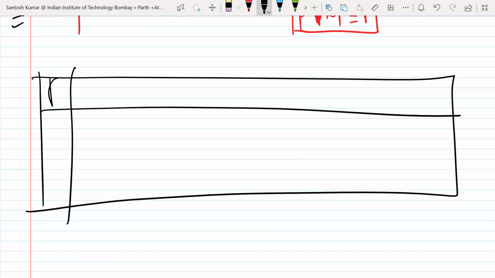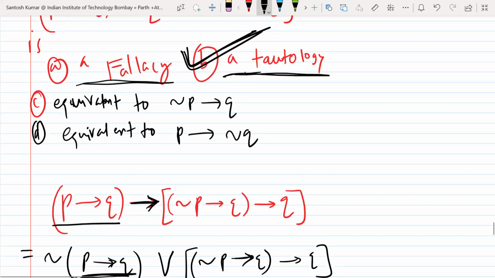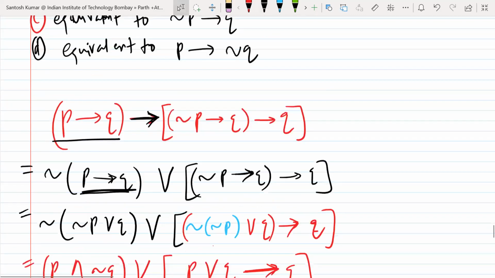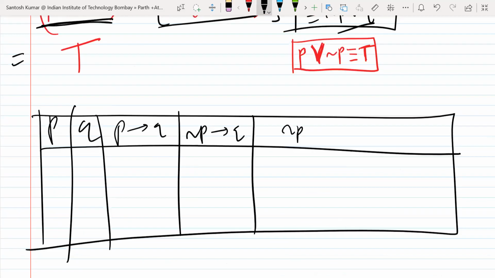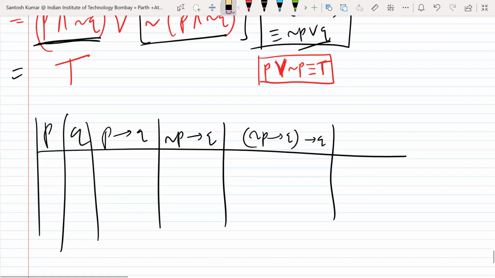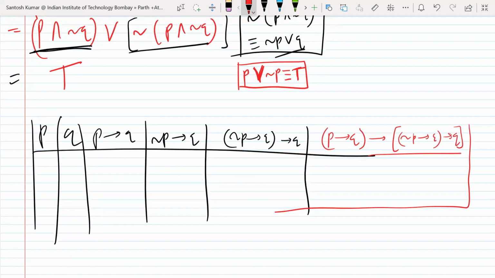truth table. So P, Q, P implies Q. Whatever the parts are, you have P implies Q, not P implies Q. So you can take not P implies Q, and this implies Q. And at the last expression you have P implies Q, this implies not P implies Q, and this implies Q. Okay, and then you can make a truth table. You know how to make a truth table.